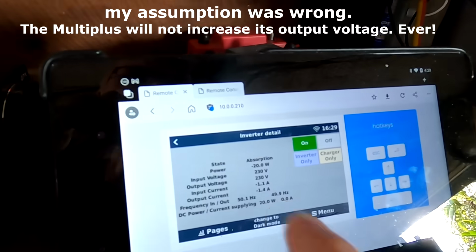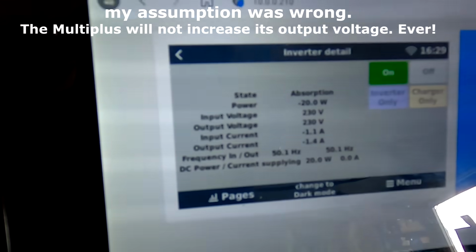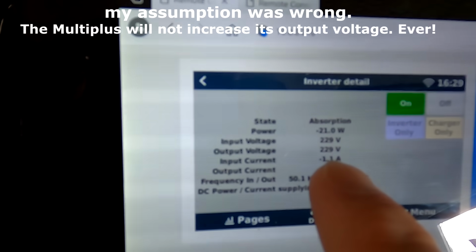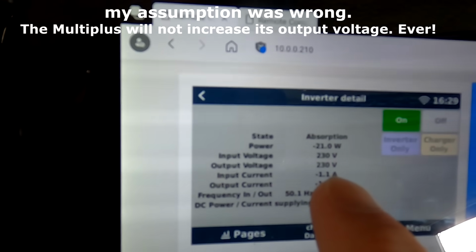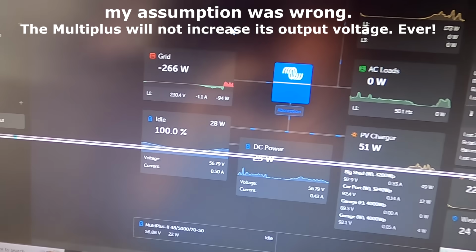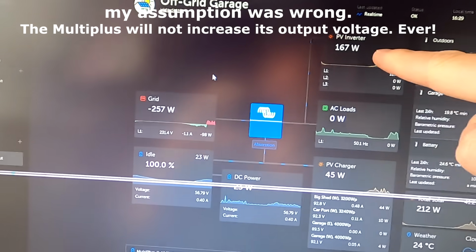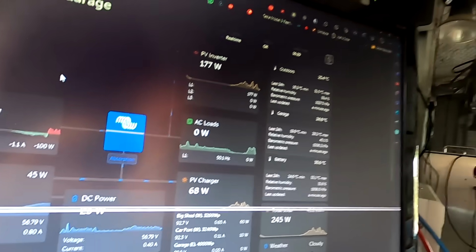50 hertz, 230 volts still. But we see little peaks now of 232 volts sometimes. Yeah, I don't know. That is strange. This power needs to go somewhere. Let me know down below.